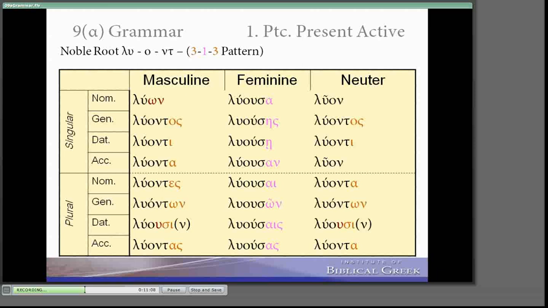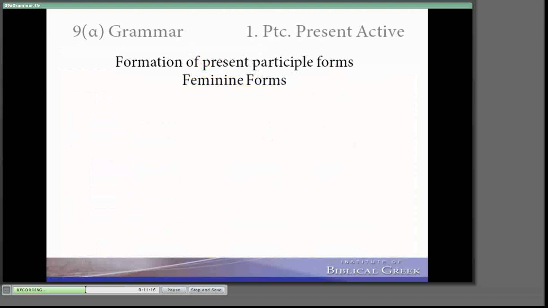Let's move on to the feminine endings. You'll notice that they look a little different. Instead of luon or luondos, we have lusa. Let's find out what happened there. We'll start with our aspectual stem. We'll add our active participial part of speech portion of the stem. And then we will add our first declension ending.